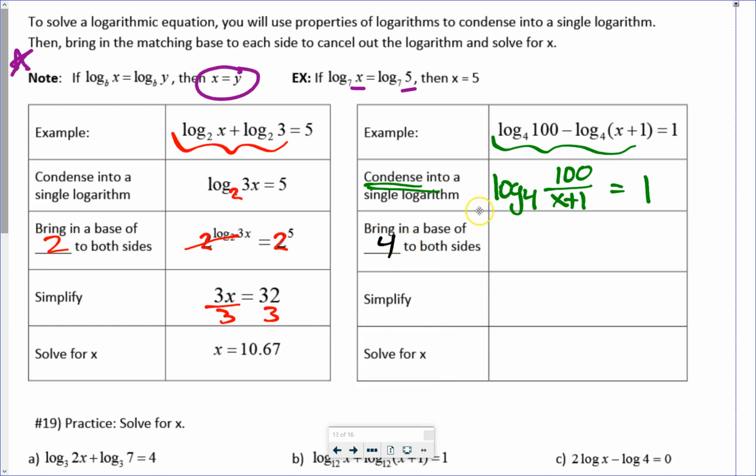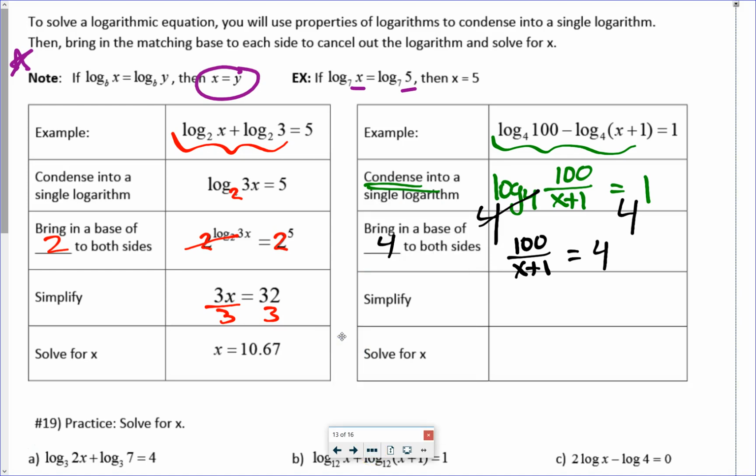Okay, I'm going to show you a cool little trick. I'm just going to draw the 4 on each side like that. So my green equation is now an exponent. All of the green has been lifted up to an exponent because I gave each side a base of 4. 4 to the log 4 cancels. We're left with 100 over x plus 1 is equal to 4 to the power of 1, which is 4. Makes sense.